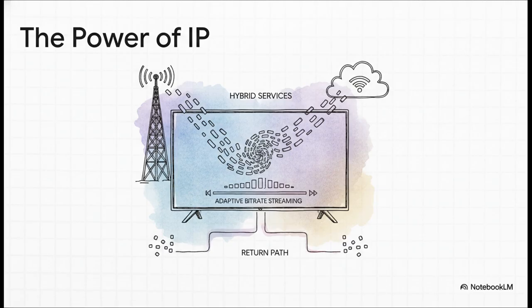The power you get from using IP is just immense. It means your broadcast gear can now talk seamlessly to internet infrastructure. You can do adaptive bitrate streaming, just like Netflix, where the picture quality adjusts to signal strength. You can build cool new hybrid services that pull data from both the broadcast and the internet at the same time. And, maybe most importantly, it opens the door for a return path, giving the TV a way to talk back to the broadcaster. That's a huge deal.